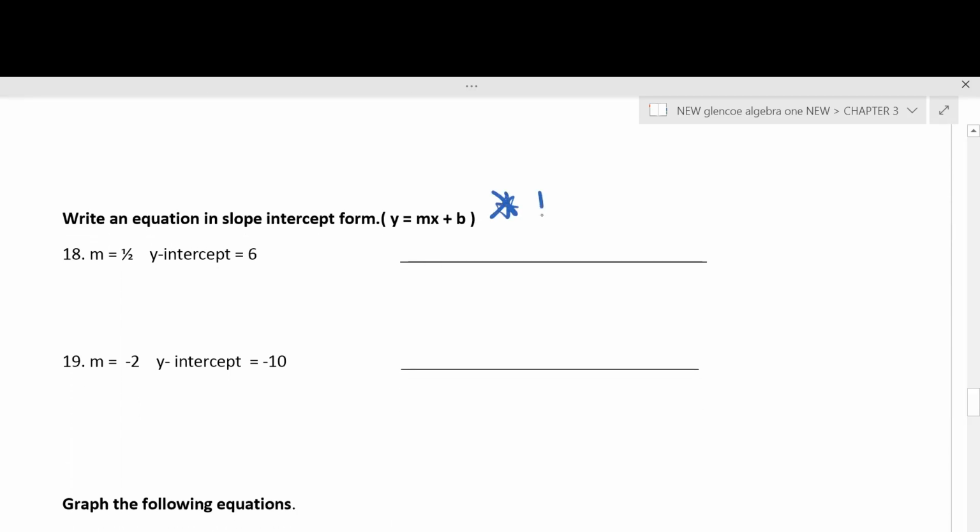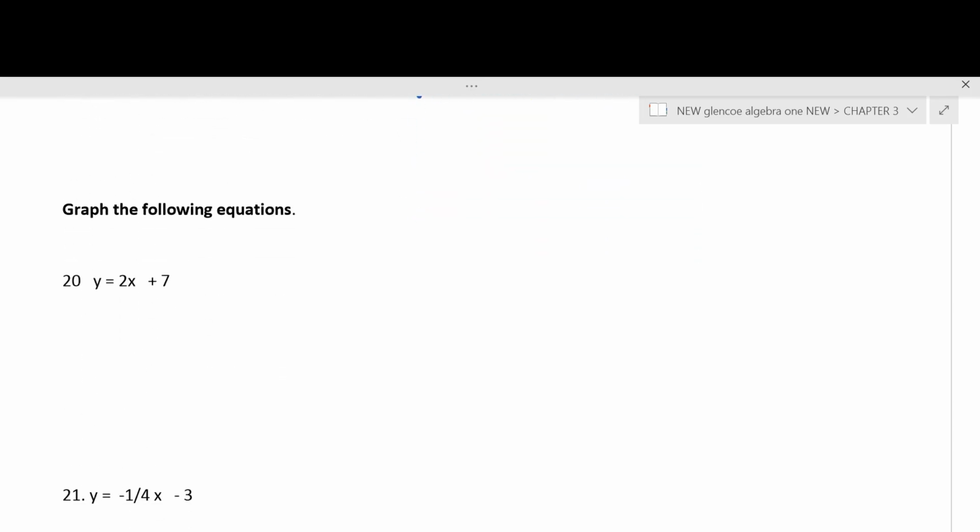All you're doing here, guys, is plugging in. Whatever number they give you for m, the slope, plug into the formula right here for m. Whatever number they tell you the y-intercept is, which is b, plug in. If the slope is 1/2 and the y-intercept is 6, your equation would be y equals 1/2 x plus 6. If the slope is negative 2 and the y-intercept is negative 10, your equation would be y equals negative 2x minus 10.